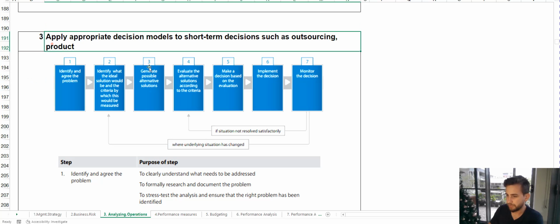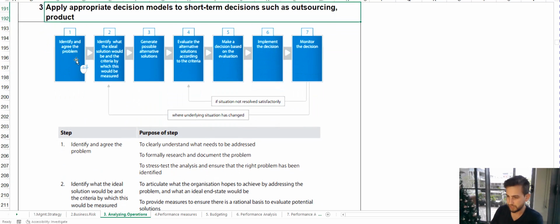So apply appropriate decision models to short-term decisions such as outsourcing. So the next step is we understand what a decision model is. It's the process of comparing different alternatives in order to make a decision. Now, how do we actually apply that in practice to a short-term decision? For example, whether or not to outsource our distribution center.